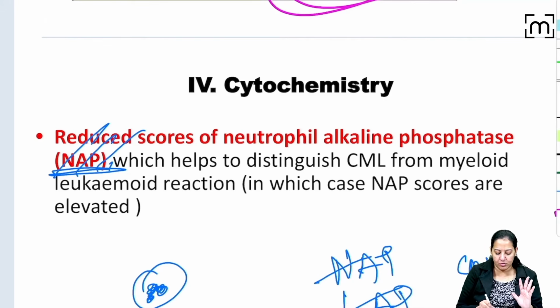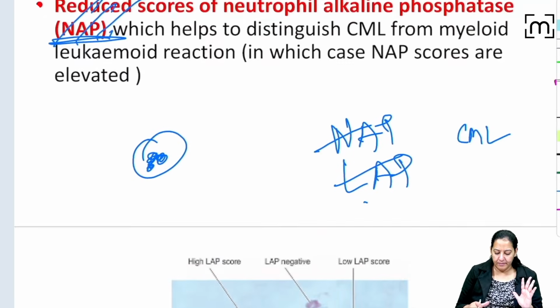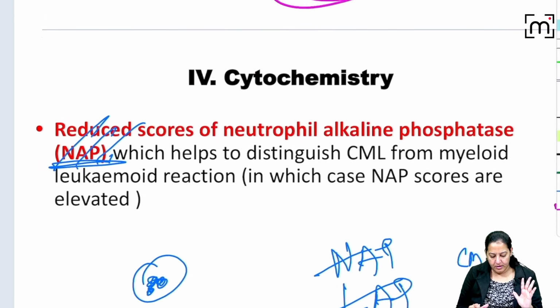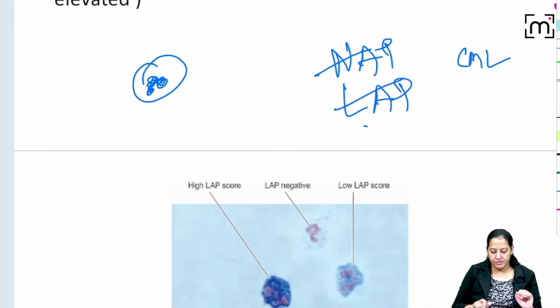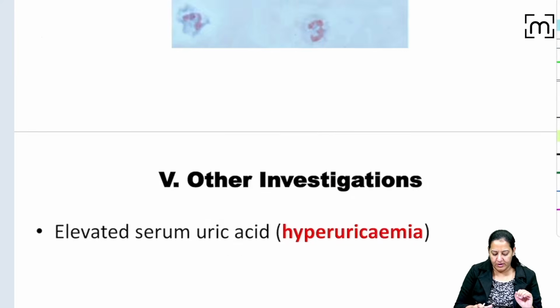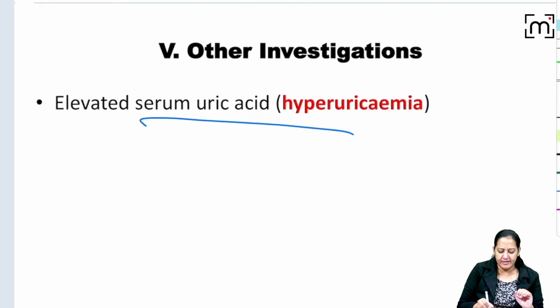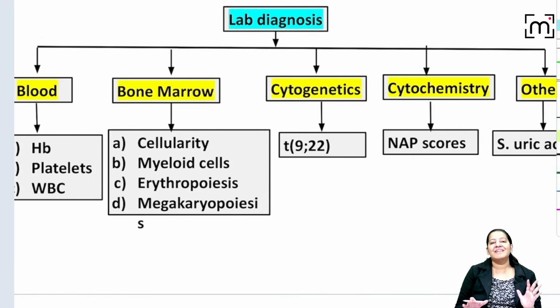So this stain, the scores are reduced. So here basically the scores are reduced. So here you can see the scores are reduced. Here it is written. So the NAP or LAP scores are reduced. You have to learn that. In the others, you can find there is hyperuricemia or gout. So we are done with the lab diagnosis.